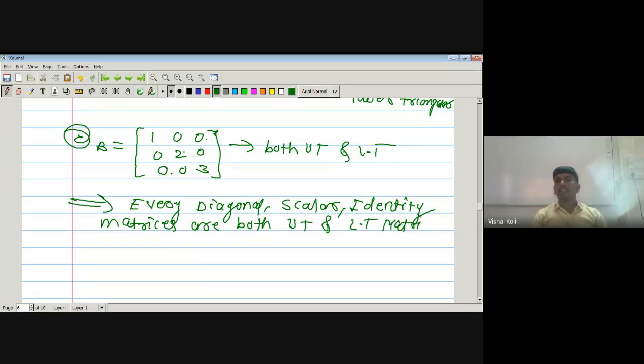Since in all these three matrices only the diagonal elements may be non-zero and all the elements above and below the main diagonal line are 0, hence these three types of matrices are both upper and lower triangular matrices. Okay.